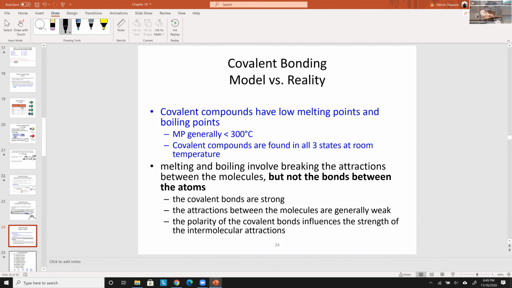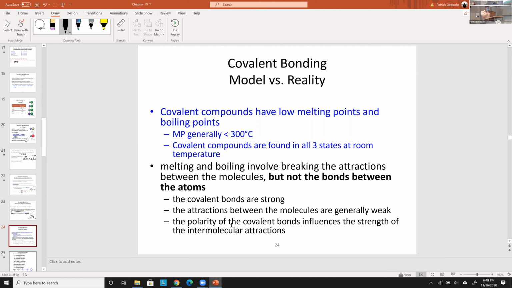Okay, so we know that they're weak. What does this say? They have low melting point and boiling point. Yeah, sure. They're found at all three states. Okay, basically it could be anything. Covalent bonds are strong. So here's a common question.